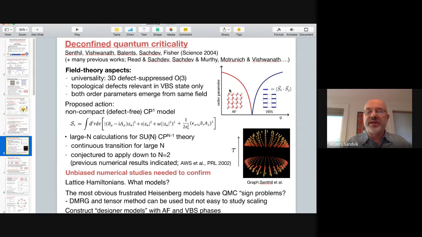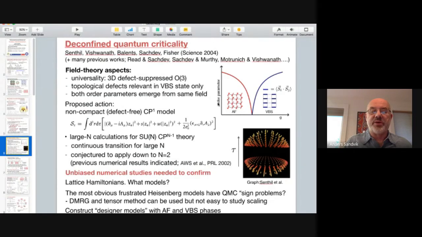So basically it's a field theory proposal, a field theory to describe what happens when you go from the antiferromagnet to the spontaneously formed valence bond solid. I will not discuss the field theory. I'm not a field theorist, and in the audience we have many people who understand this very, very well.